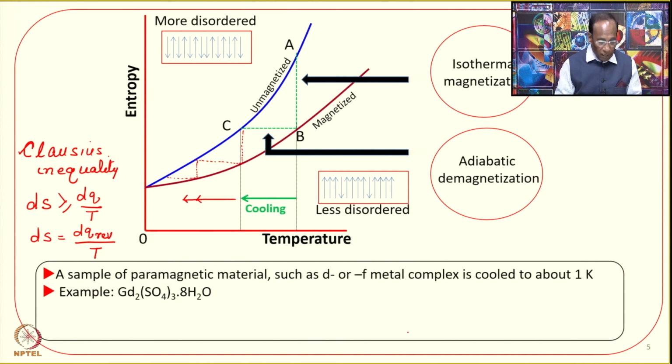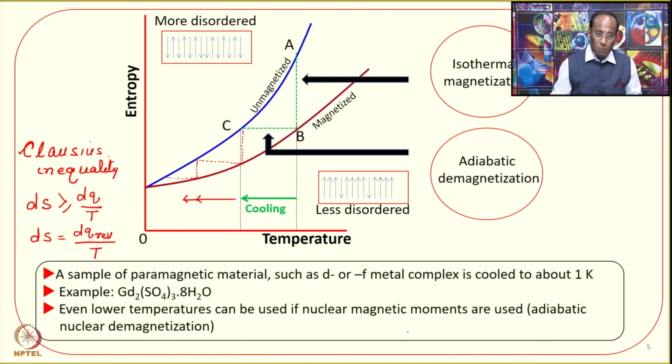But before that, as I was telling you, here we have used the electrons, but what is the world record minimum temperature achieved so far? The reported lowest temperature achieved so far is of the order of picokelvin, 10 raised to the power minus 12 Kelvin.